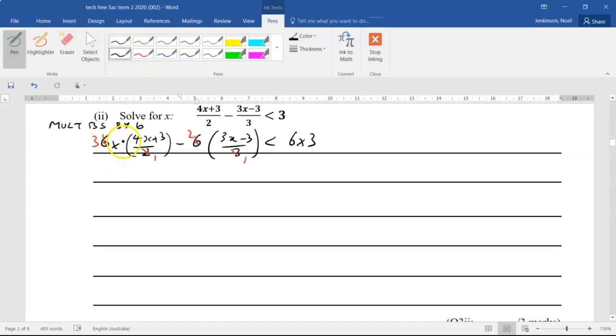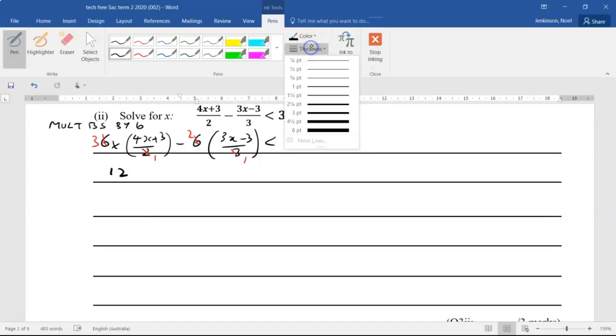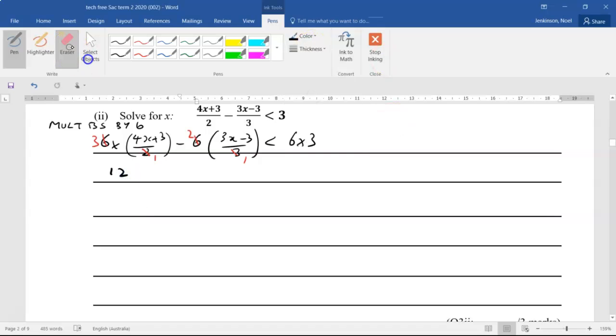I could now multiply that 3 in. 3 fours are 12. I'm going to change the thickness back to 1.5. We've got 1 on the bottom, which is what we wanted to do, but multiplied by 6. 3 fours are 12x, and 3 threes are 9, minus 2 threes are 6x. And notice here we've got minus 2 times minus 3. Using the bracket really made sure we didn't get that wrong. Minus 2 by minus 3 is plus 6.